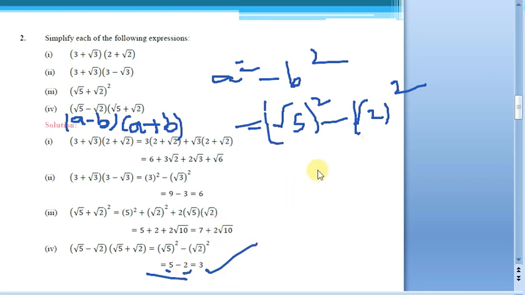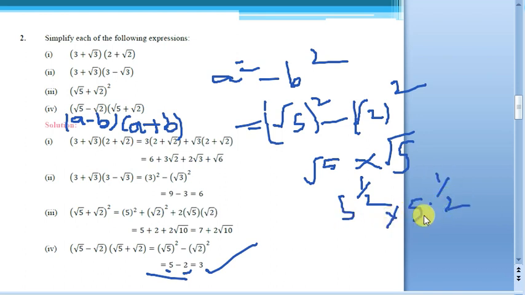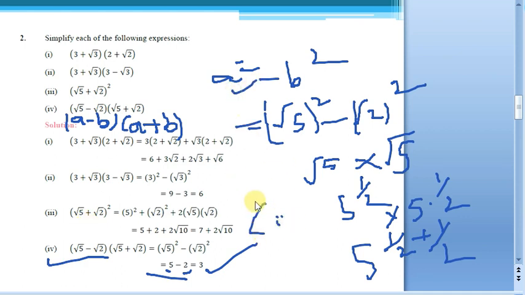Okay, we very well know that root 5 into root 5 is 5. I am just explaining it again. Root 5 is 5 power 1 by 2, and root 5 into root 5 is 5 power 1 by 2 into 5 power 1 by 2. The base is the same, so a power m into a power n is a power m plus n. When the base is the same, we can add the powers. So this is 5 power 1 by 2 plus 1 by 2, which is 5. In a similar fashion, root 2 into root 2 will be 2. So the answer is 5 minus 2, which is 3. Remember, whatever identity you are using has to be mentioned. We have to mention it along with the solution, then only it will be clear.